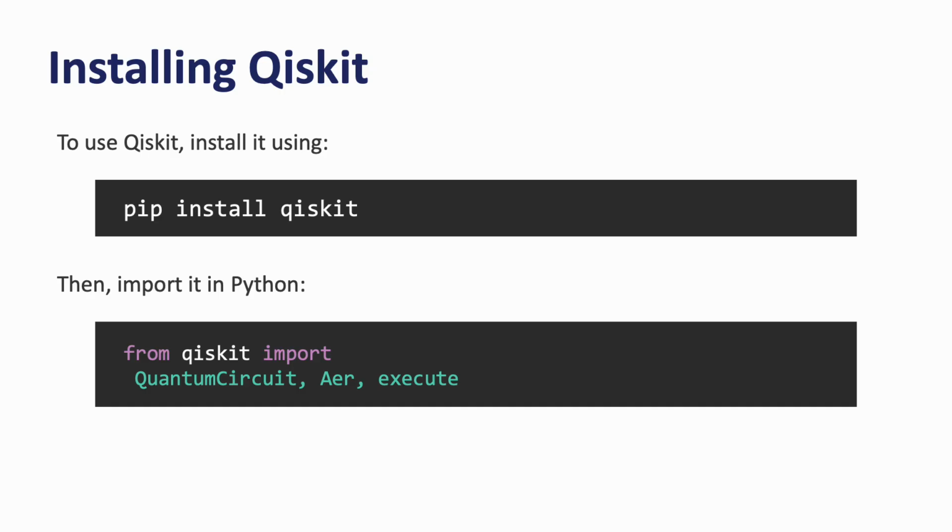Once Qiskit is installed, you need to import it into your Python program so you can use its features. The most common imports are shown on the slide, and you will see these same imports in almost every Qiskit program. The QuantumCircuit class is what you use to create your quantum circuits. The Aer module provides simulators, and the execute function runs your circuits. These building blocks are fundamental to everything we'll do with Qiskit today.